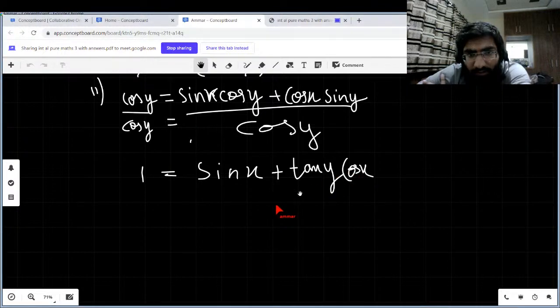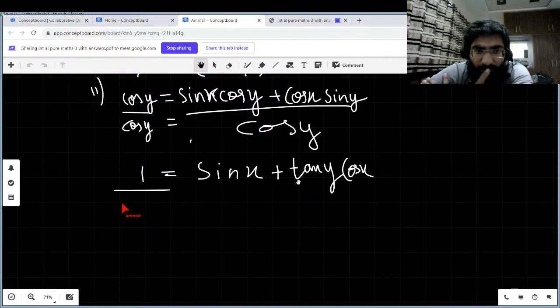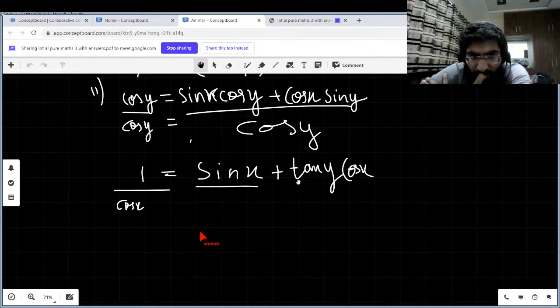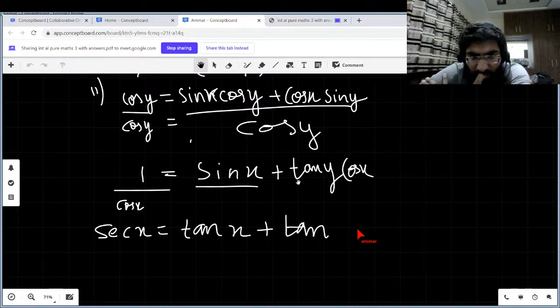Now you have to get rid of this cos x. So if you divide the whole thing with cos x, this one would become tan, this one becomes sec x, this one would be tan x, and this one would be tan y. And I rearrange and I get that answer.